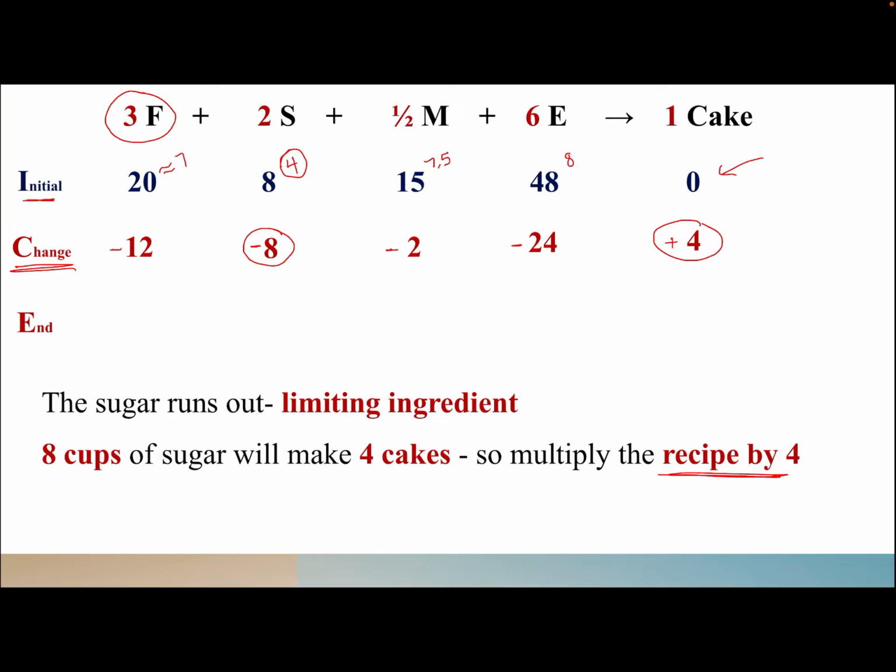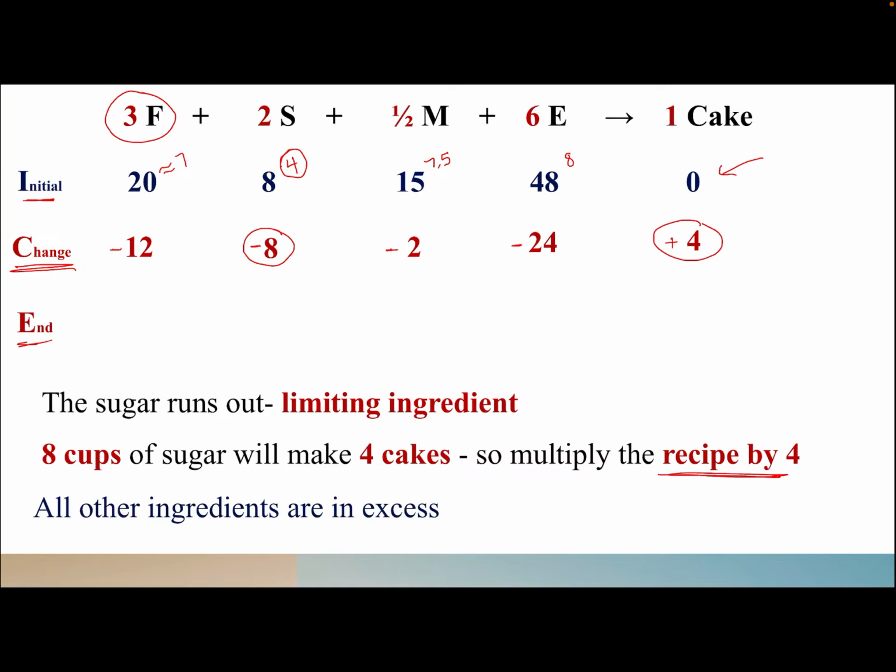And then our last row is our end, or it's sometimes going to be our equilibrium. But for now, since this reaction goes to completion, right? We're not going to have an equilibrium between our cakes and our eggs and things like that. We won't get our ingredients back at some point if we leave our cake on our counter. So this is going to be end rather than equilibrium.